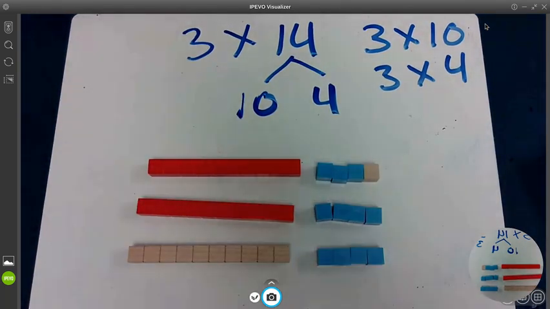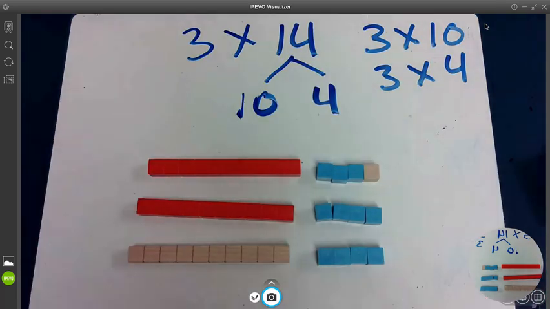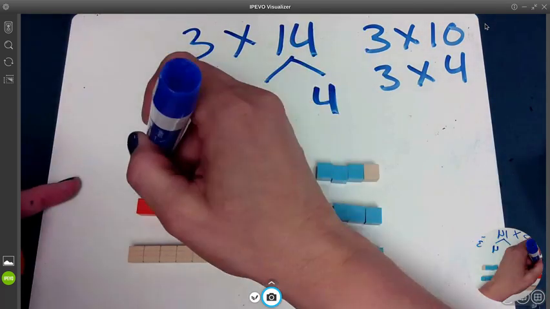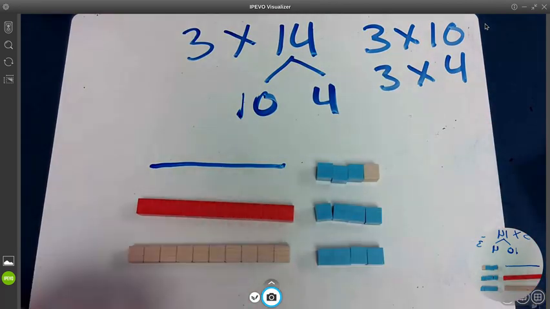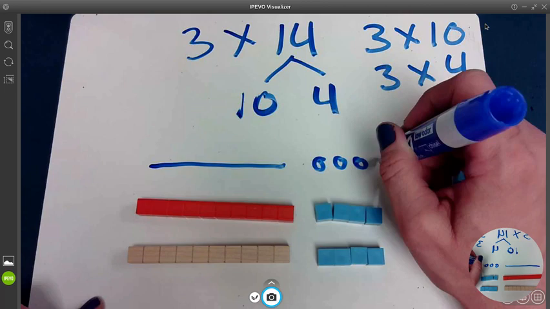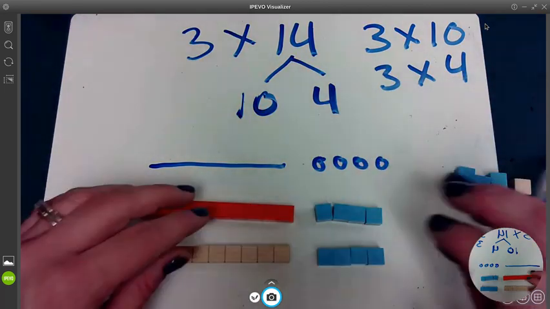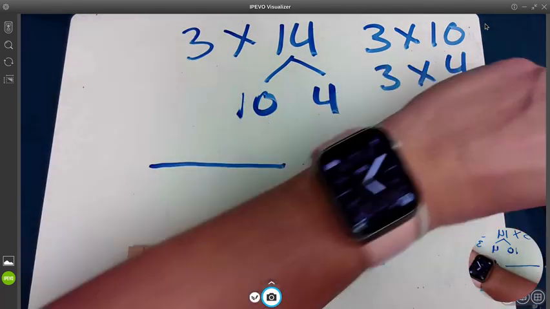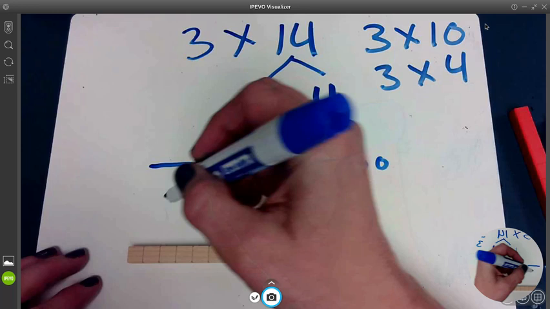They don't have base 10 blocks at home most of the time. Sometimes we don't have enough for everyone in the classroom. So instead of using base 10 blocks, they'll draw it out. So that represents the tens. This will represent the ones. So you still have 14. I'm going to do that with the other ones. And you still have 3 rows of 14.